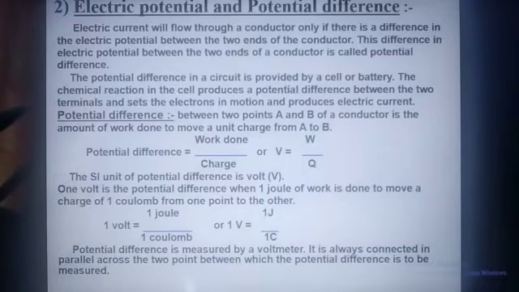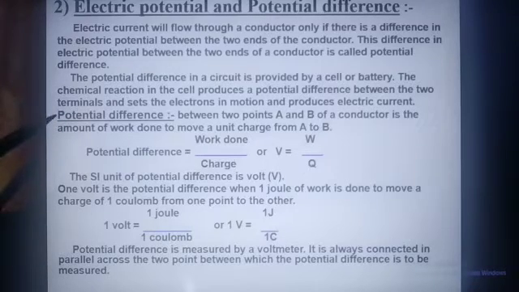Electric potential and electric potential difference. As you know, the current flows through a conductor only if there is a difference in the electric potential between the two ends. The potential difference in a circuit is provided by a cell or battery. For example, a battery has two terminals called A and B. When there is a chemical reaction in the cell, it produces a potential difference between these two terminals. When there is a chemical reaction, a set of electrons start moving from A to B, which produces electric current.